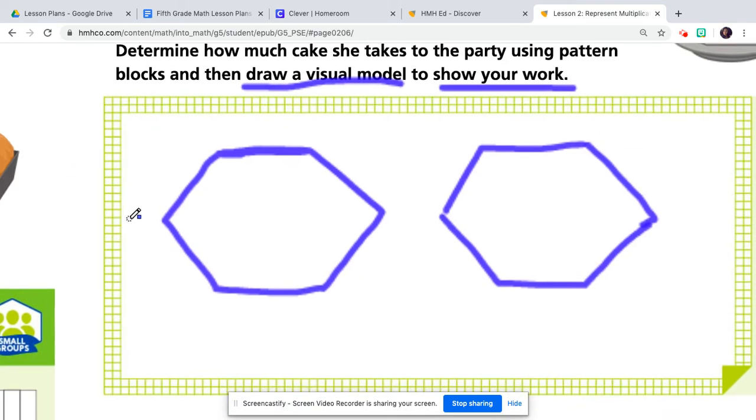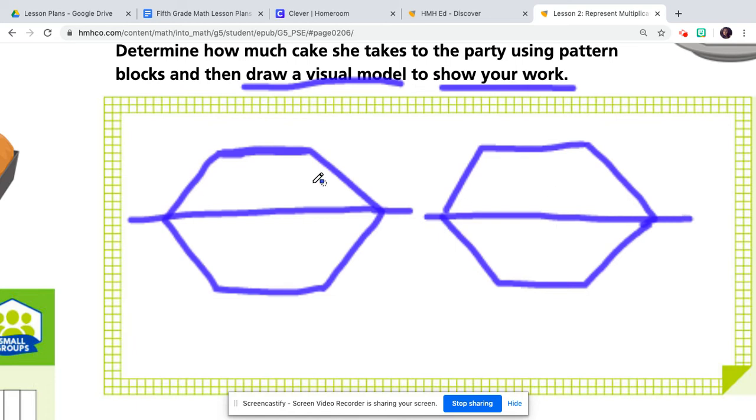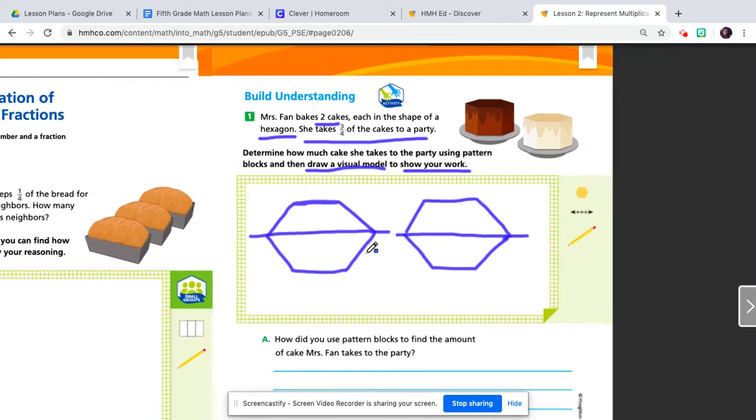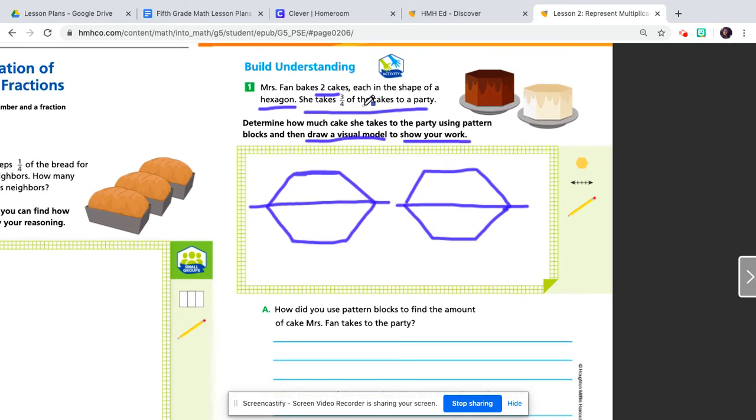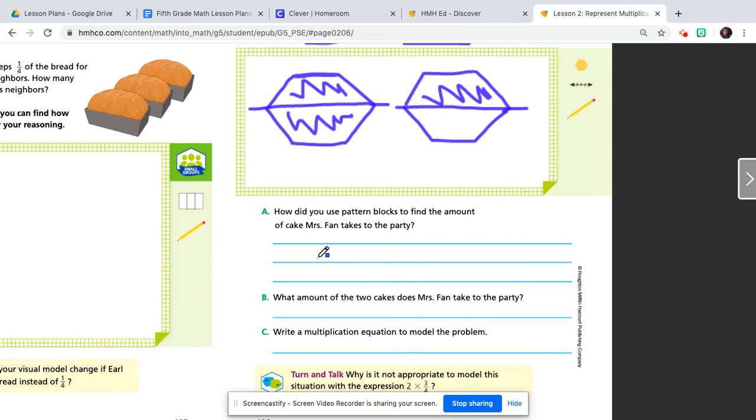So I'm just going to go ahead and split this cake into 2 pieces. Okay, and I'm going to split this cake into 2 pieces. Okay, now I have 4 equal pieces, right? Yes. Now I'm going to go ahead and shade in 3 of these pieces to show 3 of the 4 pieces. So this is 1, 2, 3. There I go. I shaded in 3 of my 4 pieces of my 2 cakes. Okay, so let's go ahead and start answering some of these questions they have for us.